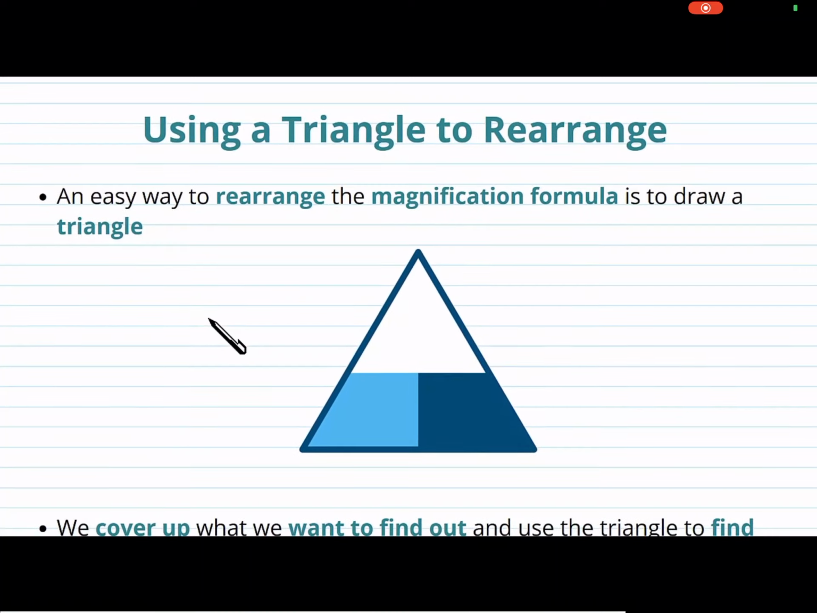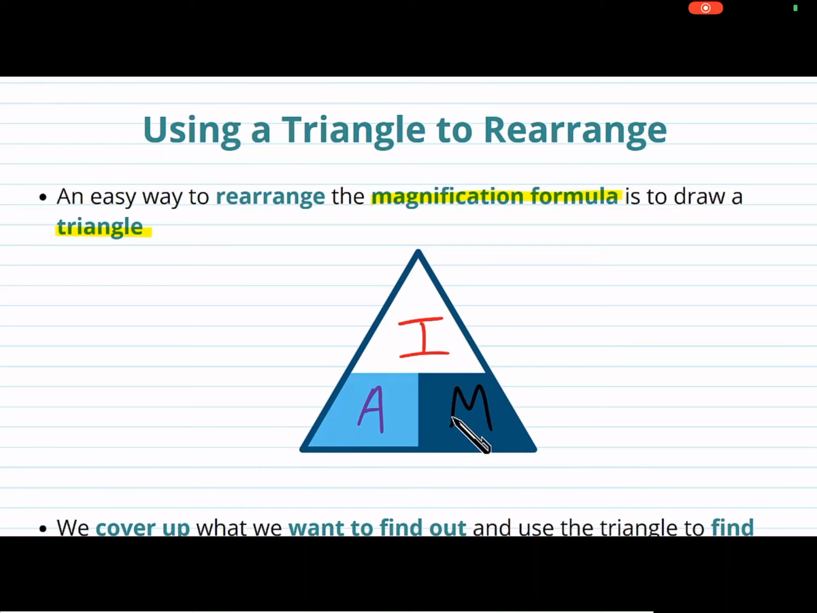If you get confused about whether it's image or actual size that goes on top of the formula, you can use a magnification formula in a triangle. And the way that you do this is you write simply I am. You write the I in the top part of the triangle, you write the actual or A in the left, and then the M goes in the bottom right. So it's I am from top to bottom.